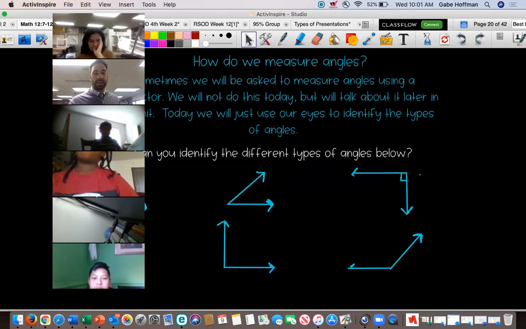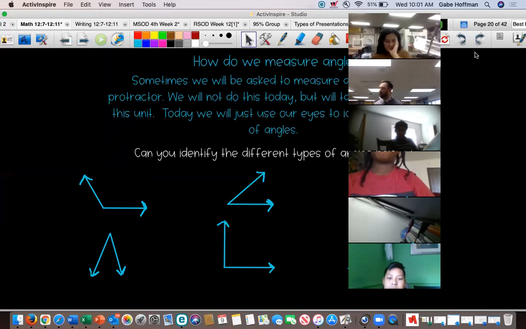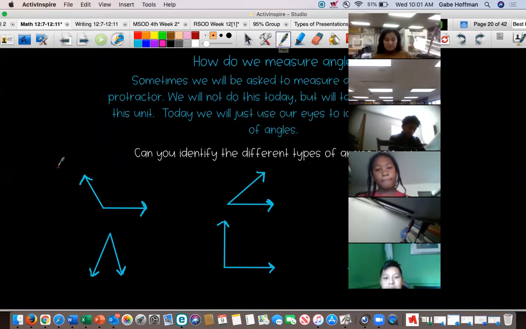What we are gonna do right now is I'm gonna call on you randomly and we're gonna practice identifying these as an acute angle, a right angle, or an obtuse angle. And I'm going to ask for you to explain to me why or how you know it is each one. Derek, we're going to start with you. Derek, this angle right here, number one, is that acute, right, or an obtuse angle?